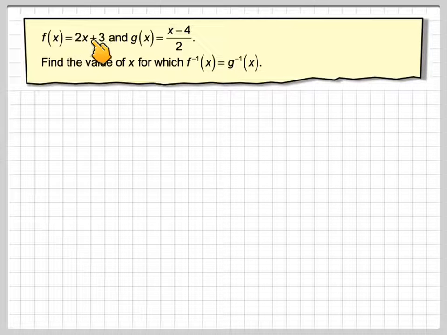f of x is equal to 2x plus 3, and g of x is equal to (x minus 4) divided by 2. Find the value of x for which the inverse f to the minus 1 of x is equal to g to the minus 1 of x.